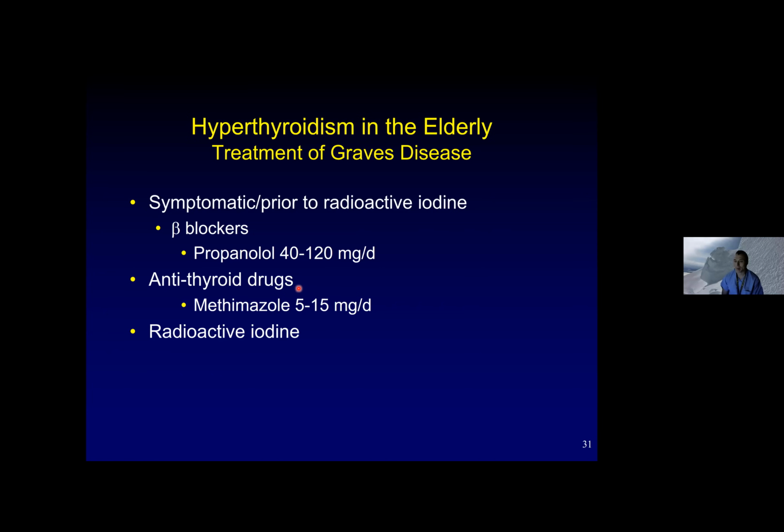milligrams a day. We also use anti-thyroid medications that stop the production of thyroid hormone. Methimazole is the most common drug used for this purpose, and the dose is somewhere between 5 and 15 milligrams a day. For patients that are intolerant of this, or sometimes if there are compliance issues, we can use radioactive iodine at a low dose, and so that will cause the decrease of thyroid function.